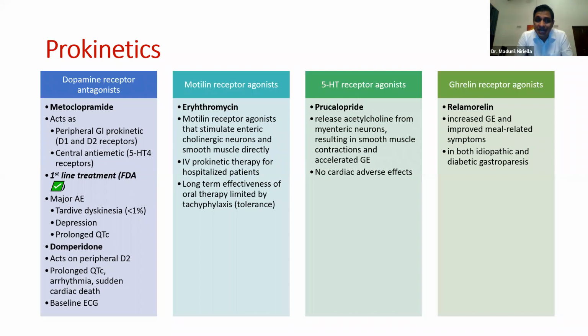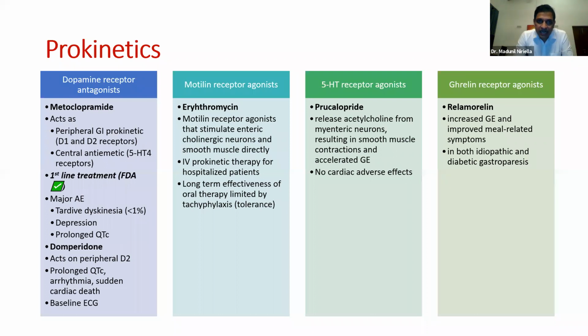Domperidone, on the other hand, only has peripheral action via the D2 receptors. It does not cross the blood-brain barrier, so no CNS side effects, but it has prominent cardiac side effects. So we need a baseline ECG before prescribing domperidone long term, and it can cause prolonged QTc, arrhythmias, and sudden cardiac death. So both these drugs should be used at the lowest possible dose for the shortest possible duration.